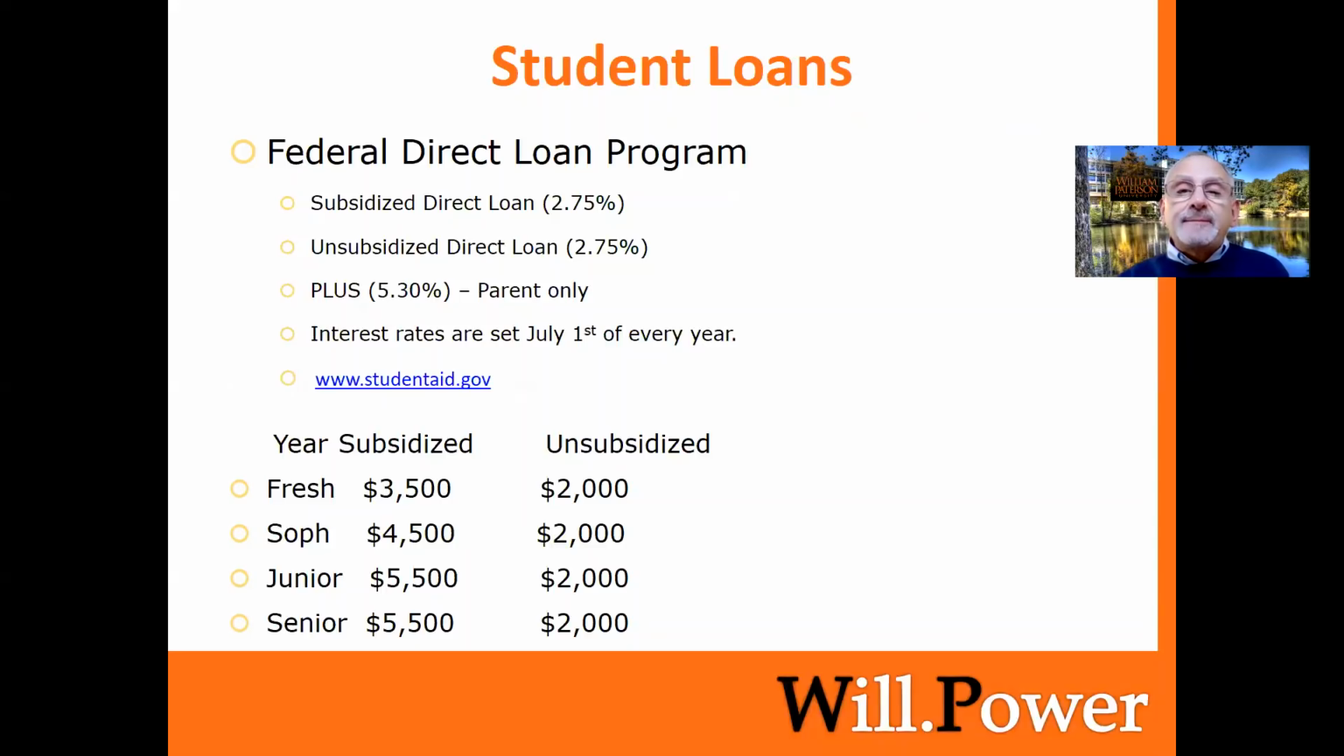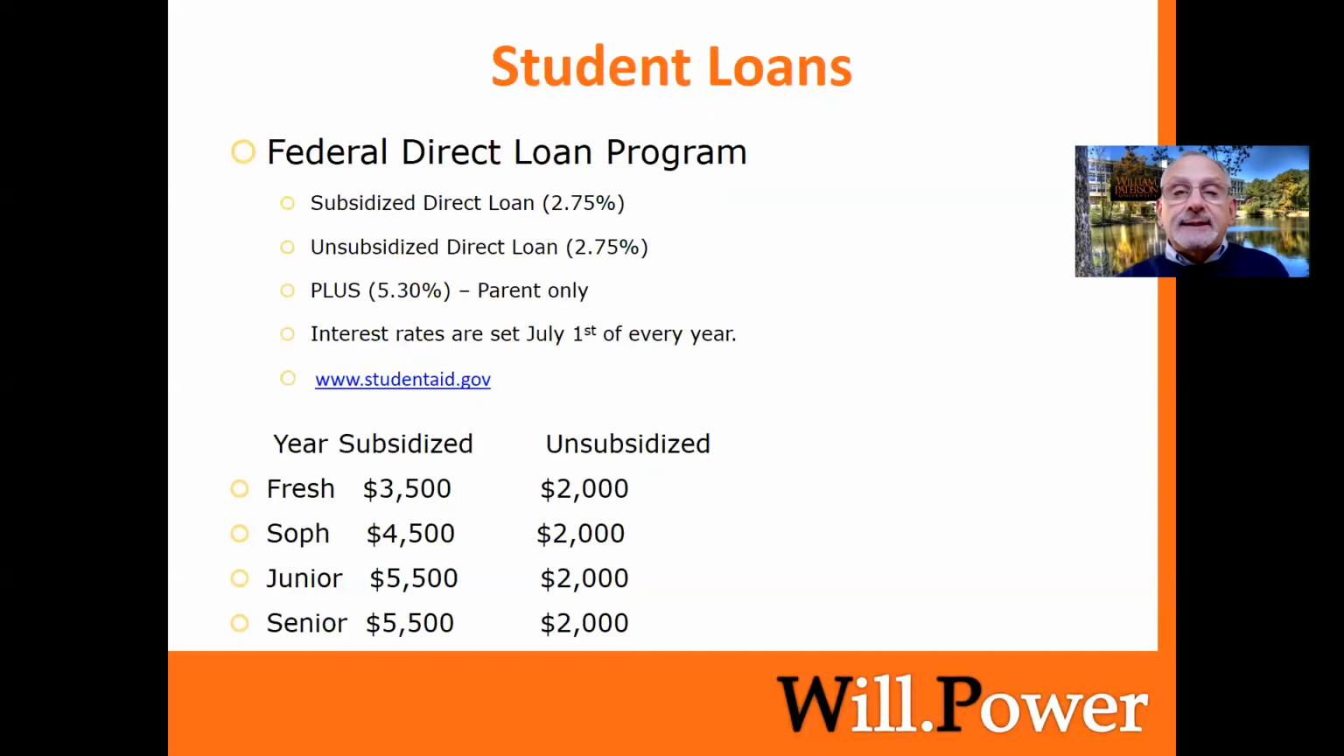Subsidized means that the government pays the interest for you while you're going to school. That means that if you take a subsidized loan and you graduate, you don't owe any interest on that loan until after you graduate. And then you begin paying both principal and interest on the loan. So let's say you borrow $20,000 in a subsidized loan. You only owe $20,000 when you graduate.